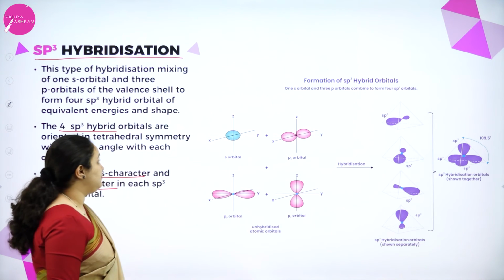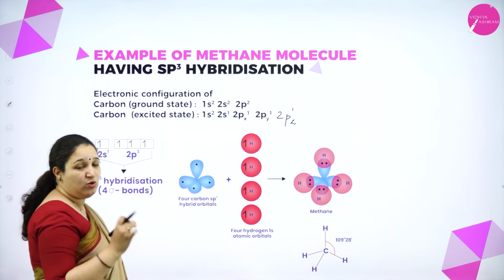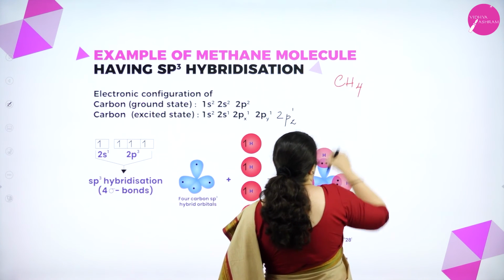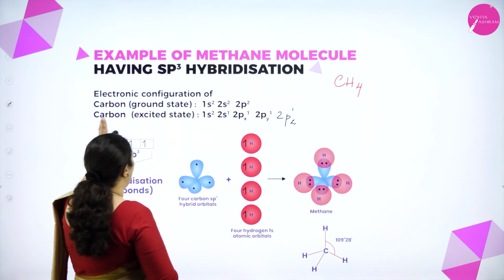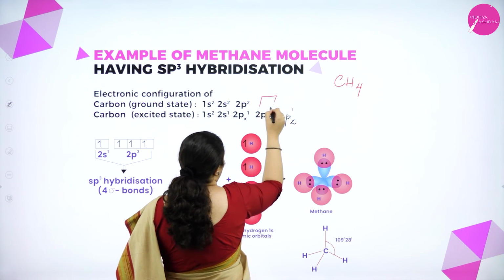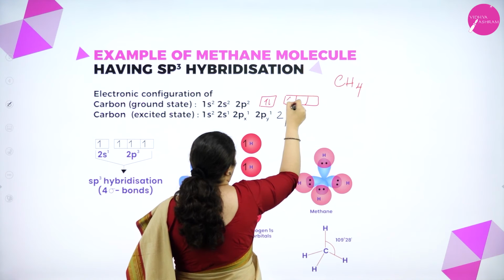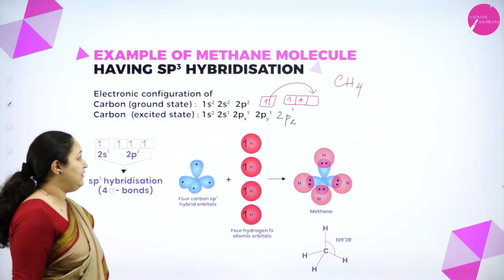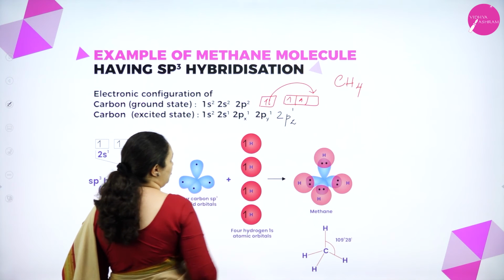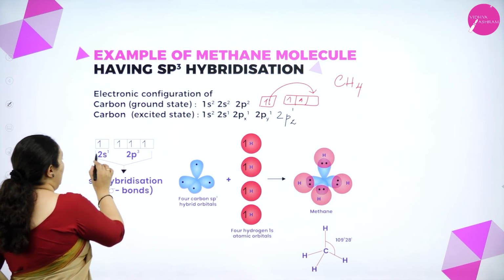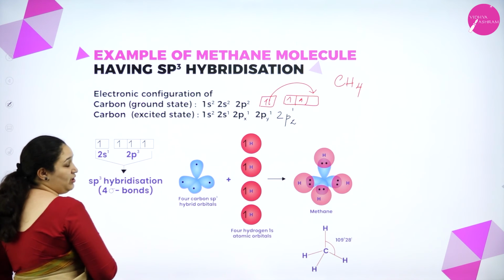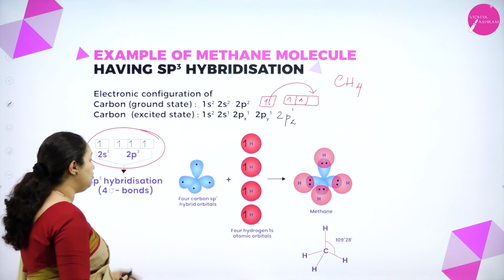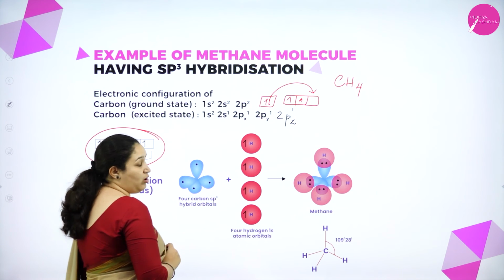So we'll see the example now. Next, we have the example of the methane molecule for sp3 hybridization. Methane has the formula CH4. We have the carbon atom electronic configuration as 1s2, 2s2 and 2p2, isn't it? I have 2s2 and in 2p, I have 2 electrons. So one will move to the empty orbital to give the electronic configuration of 2px1, 2py1 and 2pz1. So we have a 2s1, 2p3 electronic configuration. Now all 4 orbitals will mix to give rise to 4 new hybridized orbitals.